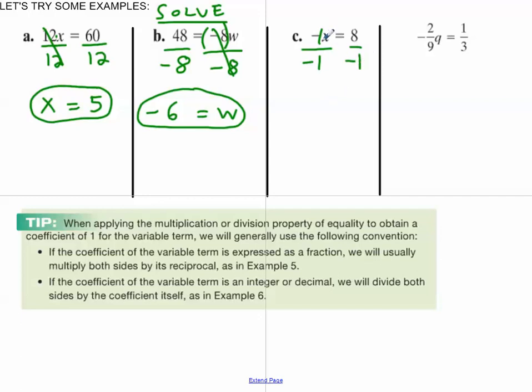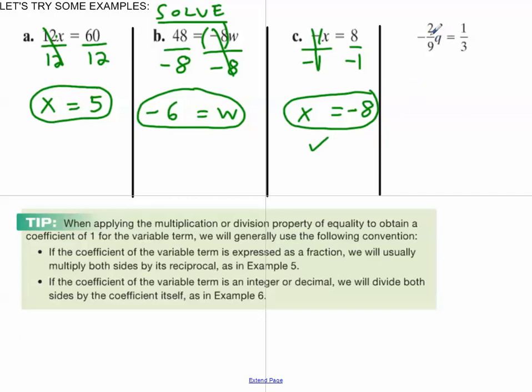And the next level down is negative 1x divided by negative 1. Negative 1's cancel out to just 1. And on the left side, we've got just x equals 8 divided by negative 1. Positive divided by negative is a negative. 8 divided by 1 is 8. And there's our answer: x equals negative 8. If we plug this into the original equation, negative 1 times negative 8 is 8, and 8 is equal to 8. Sure enough, it checks out, and we've double checked our work.